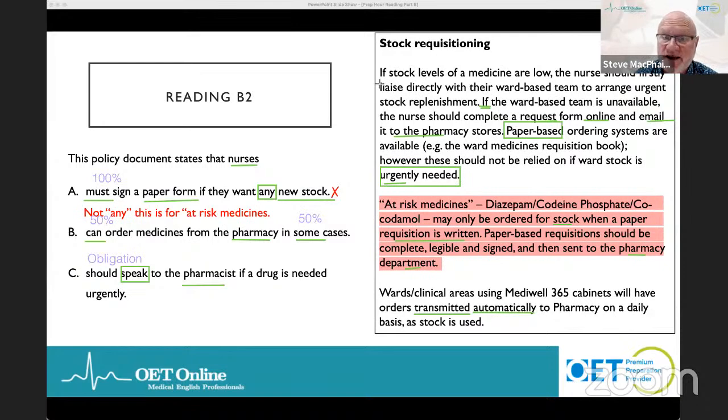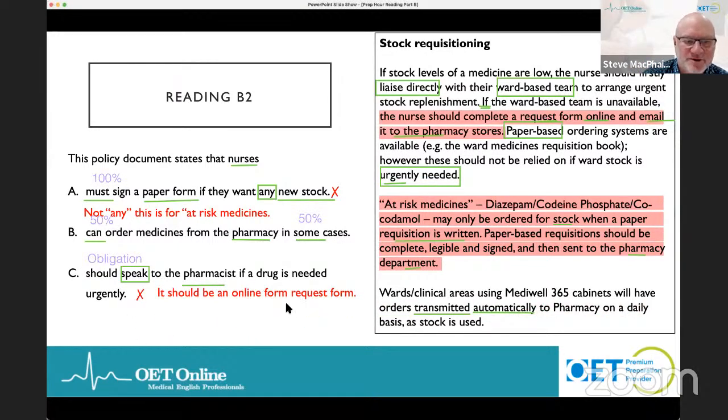It does say liaise directly with the ward-based team, right? And you could assume that you speak, but you don't really know that, and that's not really what they're saying. If the ward-based team is unavailable, that's to arrange urgent replenishment, yes, but that doesn't match here with the pharmacy. So the question is about the pharmacy situation. So the answer is not B. It's got to be an online request form. So therefore, not C. Therefore, the answer is B.